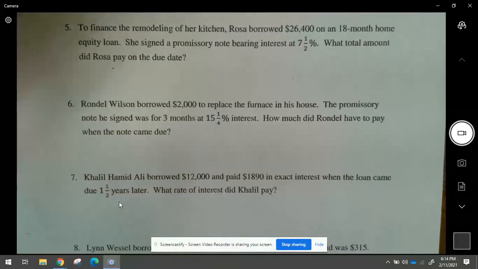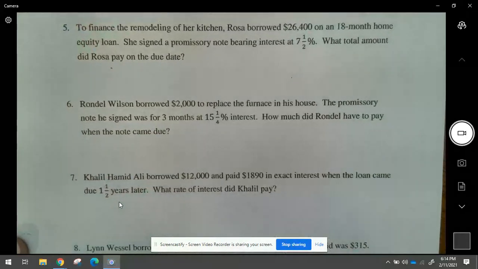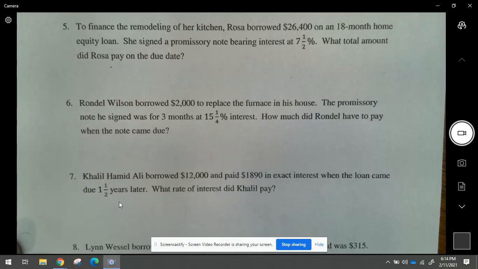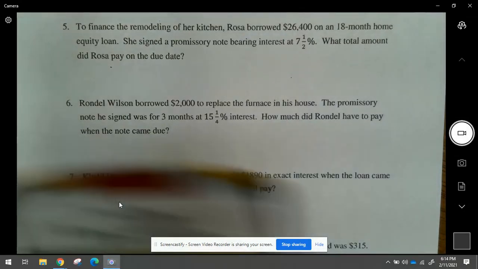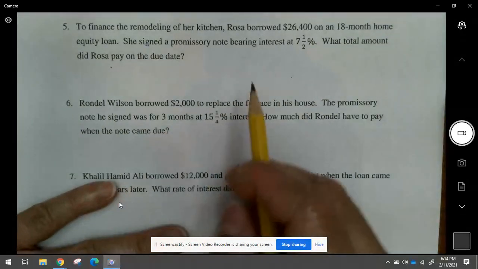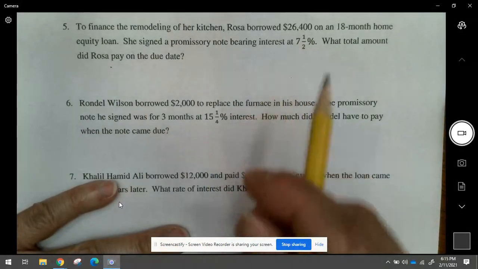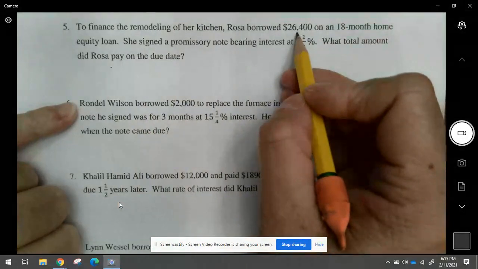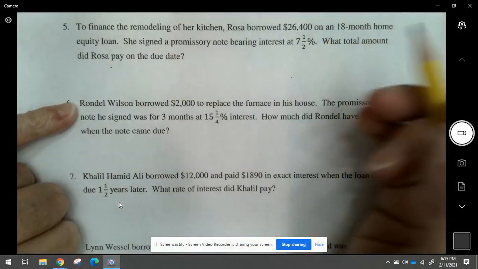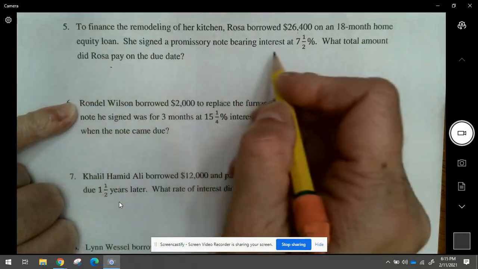Okay, number 5. To finance the remodeling of her kitchen, Rosa borrowed $26,400 on an 18-month home equity loan. She signed a promissory note bearing interest at 7.5%. What total amount did Rosa pay on the due date? Okay, first of all, this is really unusual to be paying this amount of money off in 18 months, but it's a scenario, so we're going to go with it.